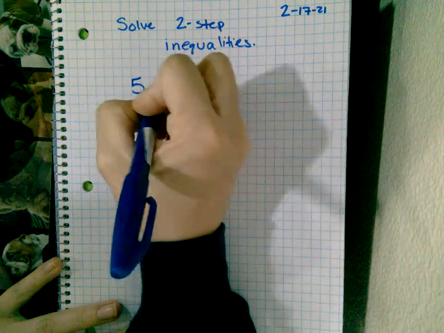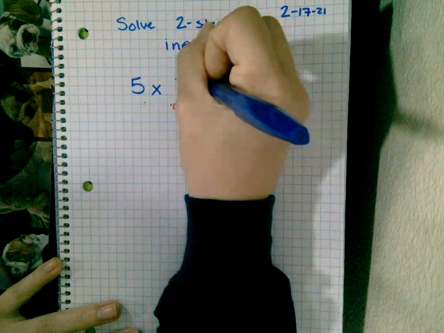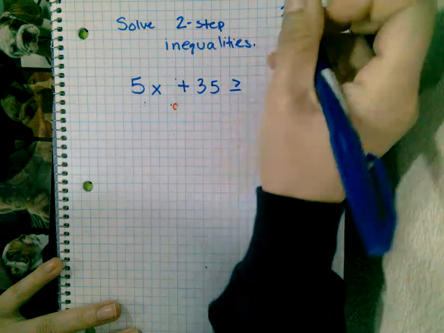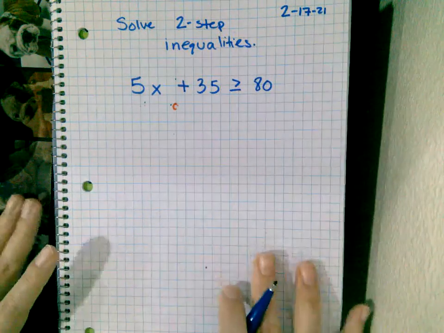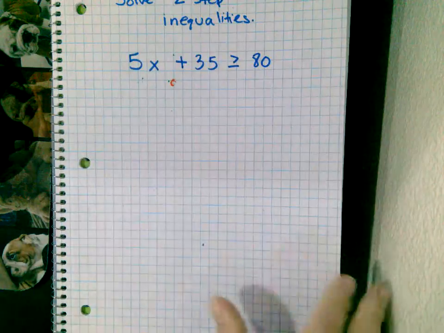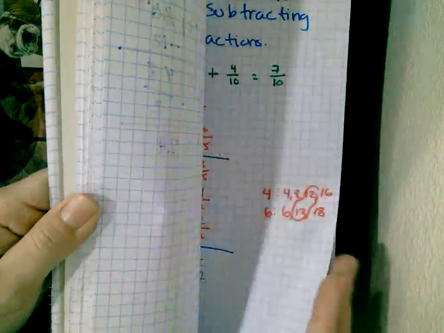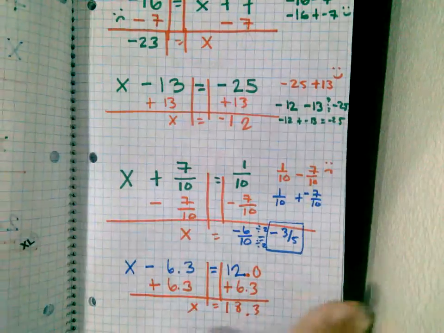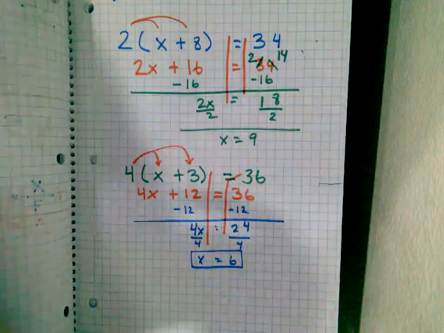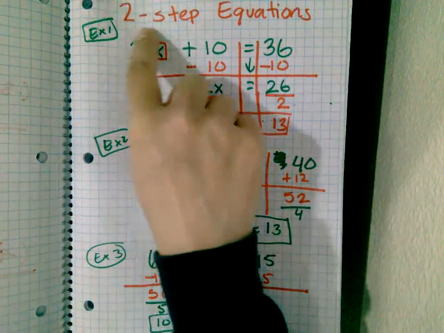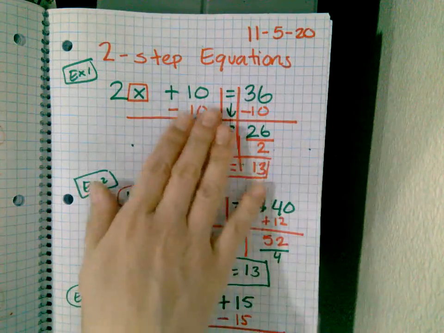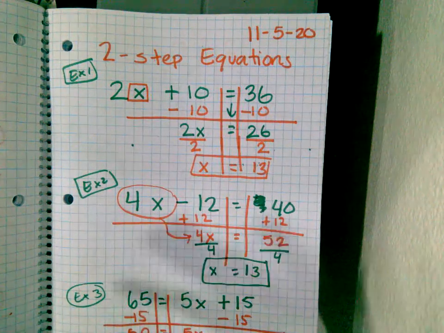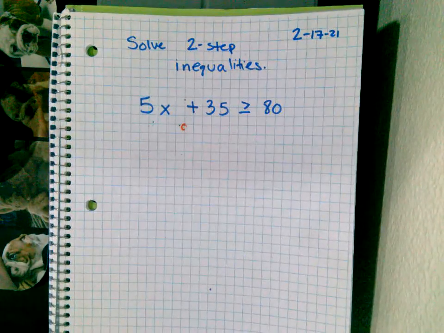If we have 5x plus 35 is greater than or equal to, let's say, 80. Okay, so it is exactly the same process as back in, let's see, when did I first teach you this? Oh, here it is. Two-step equations on November 5th. So November 5th, I taught you two-step equations, which is what you've been doing on your do nows, hence for this reason, because they come back.